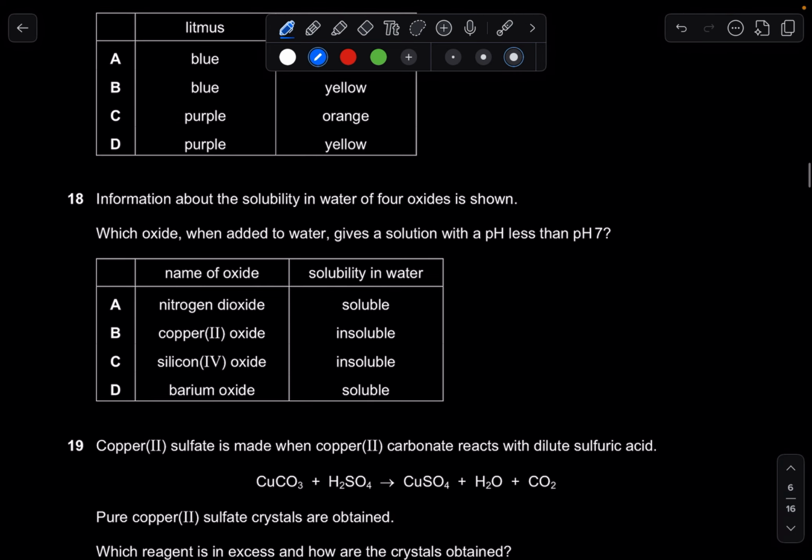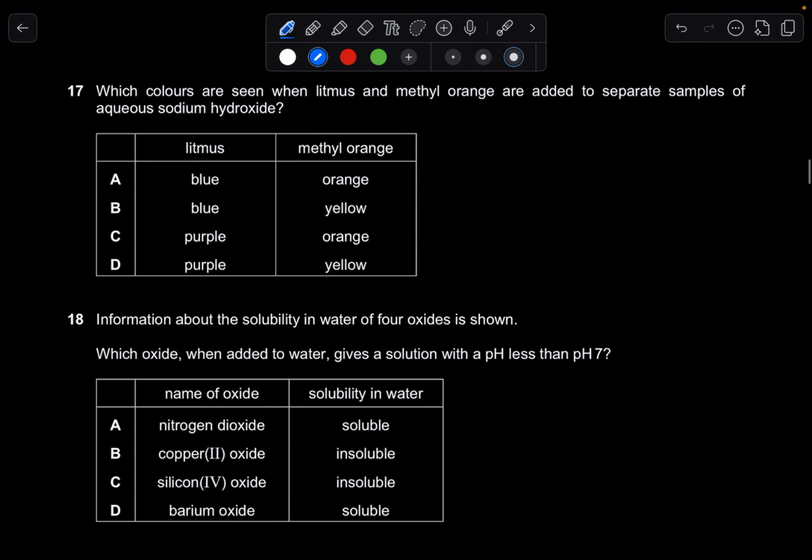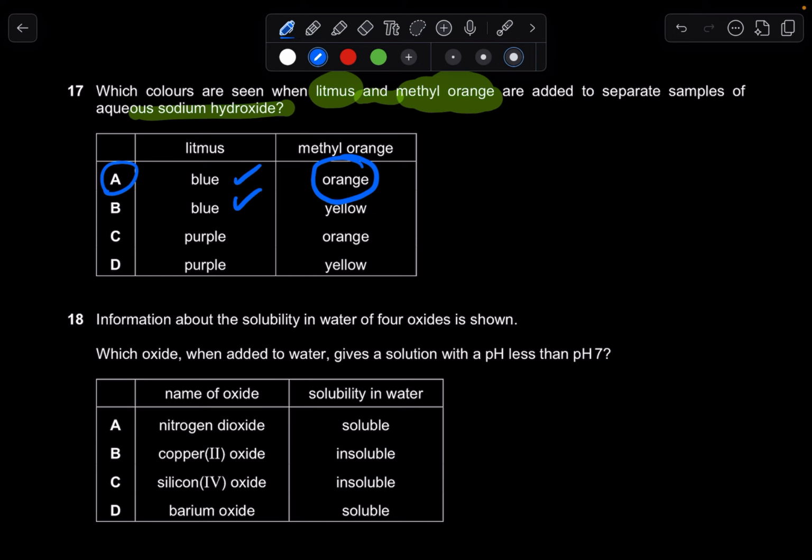Okay. Which colors are seen when litmus and methyl orange are added to separate samples? Okay, you have litmus and then you have your methyl orange, and they're added to separate samples of aqueous sodium hydroxide. Litmus is going to be blue and methyl orange is going to be orange or yellow. Basically it turns yellow for a very small period of time. It's basically orange. So it's option A.